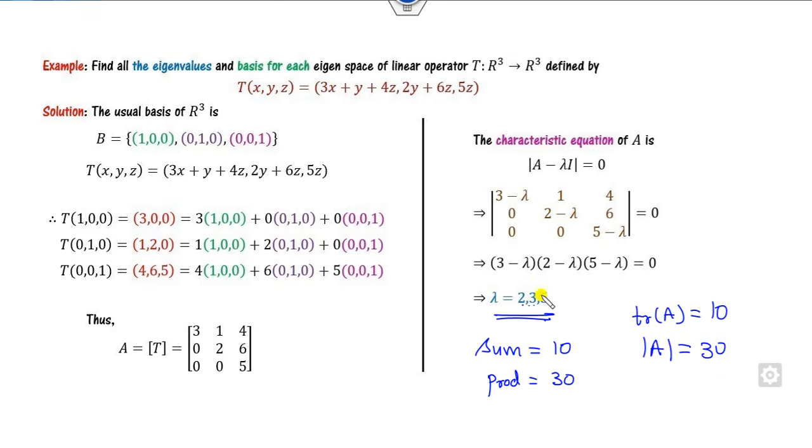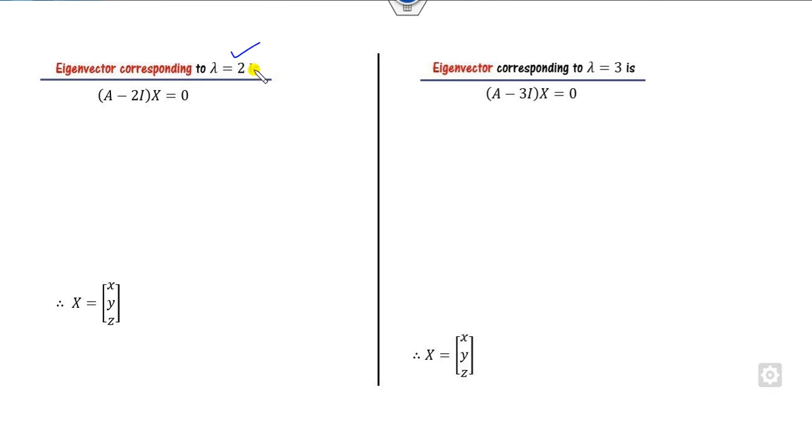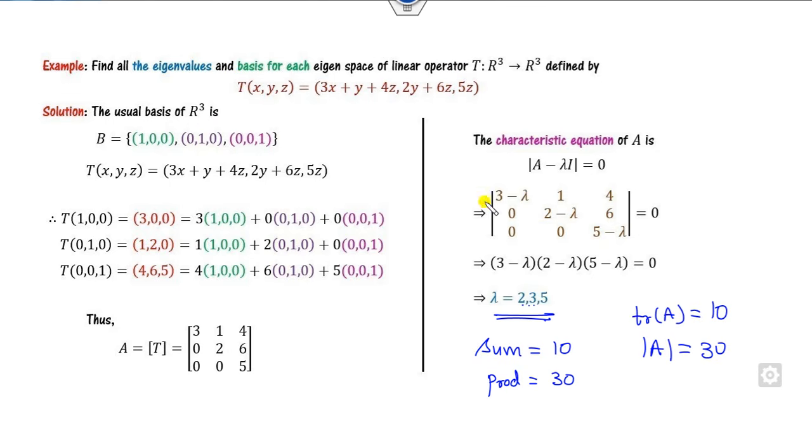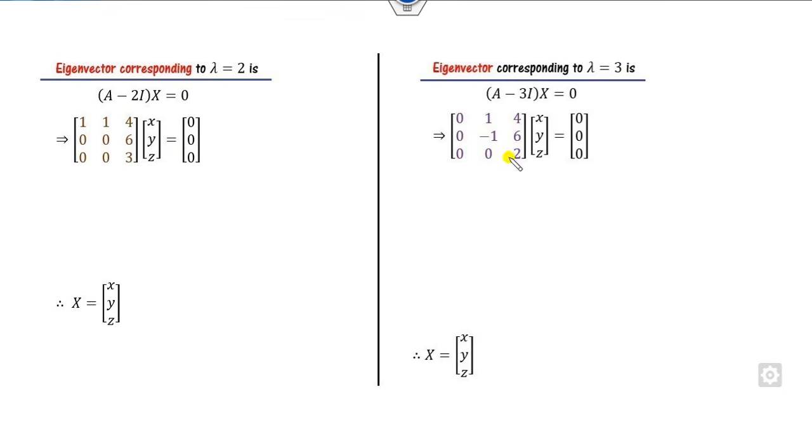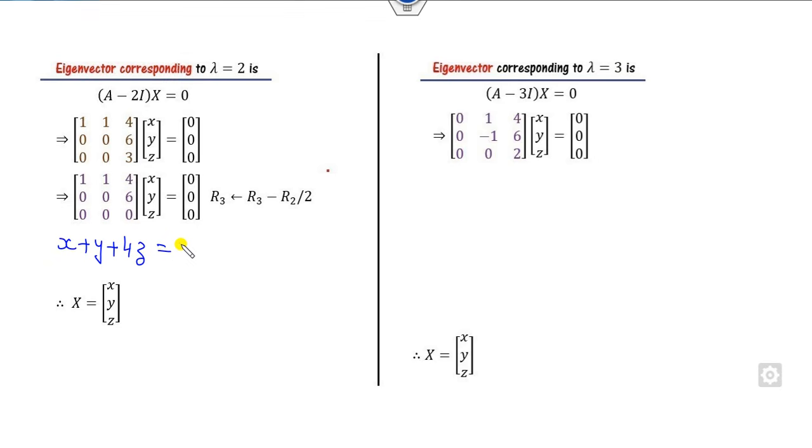Now there are three different values. We can start with the eigenvalue corresponding to 2. We can substitute this value here, it's 1, 1, 4 and here. How can you do that? I can take R3 minus 1/2 of R2. You can write as here. Now I can write x, y, z. So x plus y plus 4z is equal to 0 and 6z is equal to 0. So from here we will get z as 0.